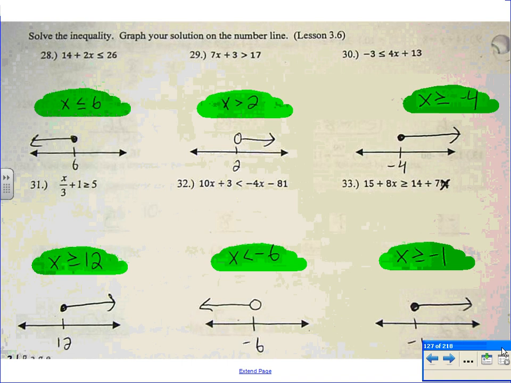You need a repeat or you need to know how to do them? Okay, number 30. First thing you need to do, Ray, is subtract 13 on both sides. Because at this point, you end up with negative 16 less than or equal to 4x. Divide by 4, and that's how you get x is greater than or equal to negative 4. You all right? Okay, and then 25, you said?